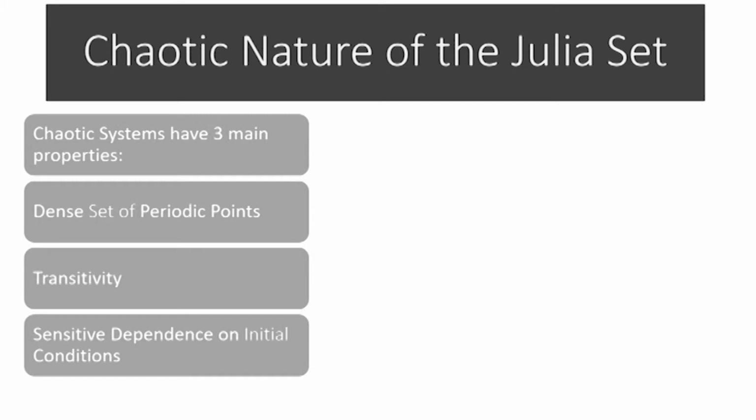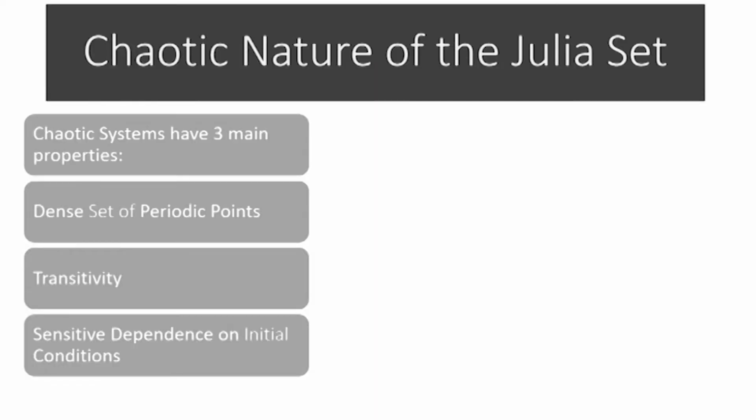Devaney says that chaotic systems have 3 main properties: a dense set of periodic points, transitivity, and sensitive dependence on initial conditions. Let's just start with a dense set of periodic points. A dense set of periodic points simply means that there are periodic points in any interval that we choose. In this case, we're going to be using the polar representations to make the calculations a bit easier. Transitivity simply means that a transitive dynamical system has the property that given any 2 points, we can find an orbit that comes arbitrarily close to both. So pick a point and pick 2 points. We find an orbit that comes as close as we want to either of them.